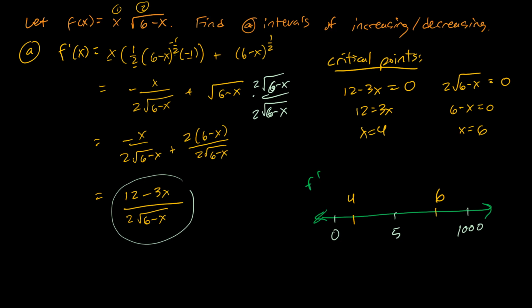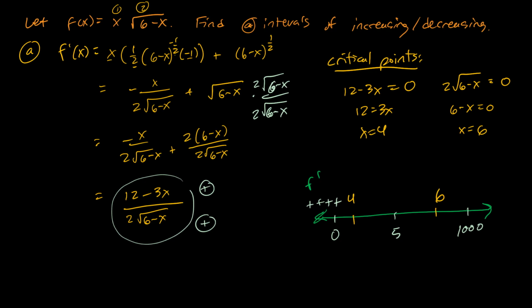The factored version of my derivative is the easiest version to plug into. Again, all I care about is positive or negative. For example, if I plug in 0, I have 12 minus 0, so that's going to be a positive in the numerator, over 2 times the square root of 6 minus 0, which is also positive. That means if I plug in anything less than 4 into the derivative, I have a positive value. If I plug in the number 5, what changes? The denominator stays the same, because I have 6 minus 5, that stays the same.